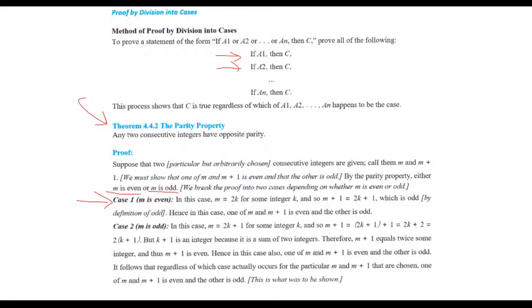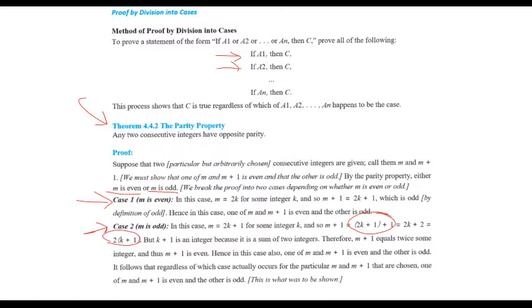The next half of the proof says, in case 2, m is odd. So if m is odd, based on the definition of odd numbers, m is equal to 2k plus 1 for some integer k, and as a result, m plus 1 becomes 2k plus 1 plus another one. So this is the value of m plus 1, which is 2k plus 2, and by factoring out the 2, we get 2 times k plus 1.